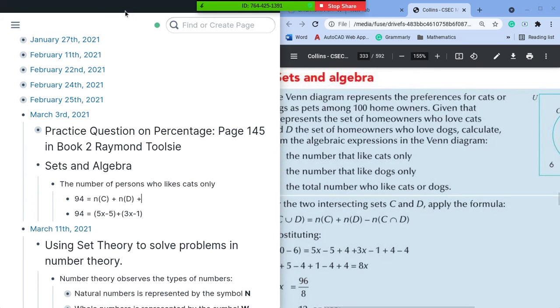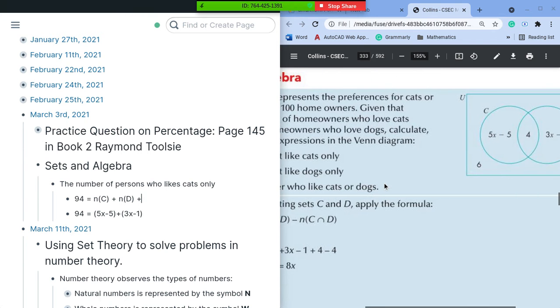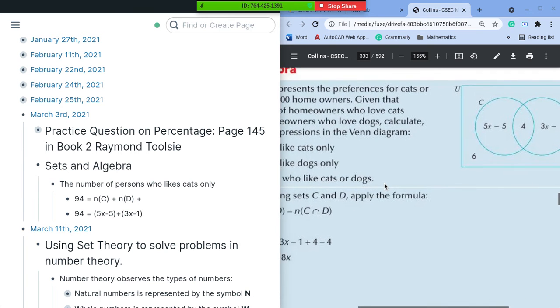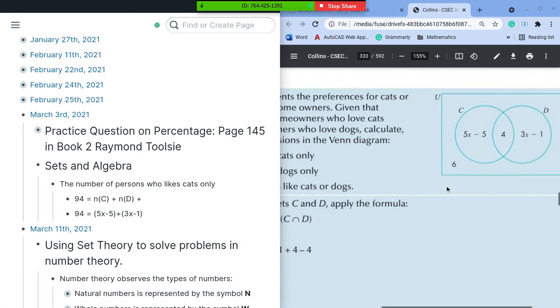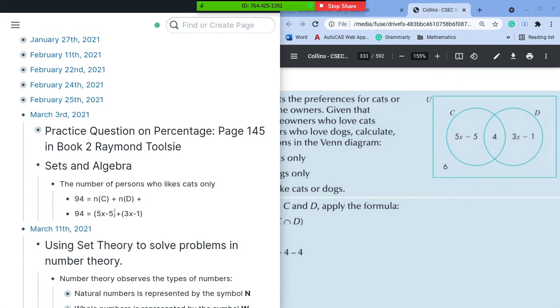Sir, I made a mistake. I forgot to say 5x minus 5 plus 4 and 3x minus 1 plus 4. I forgot to say the 4. Right, plus 4, because 4 is included in it. Plus 4, my bad. Everybody understand where we get the plus 4 from?